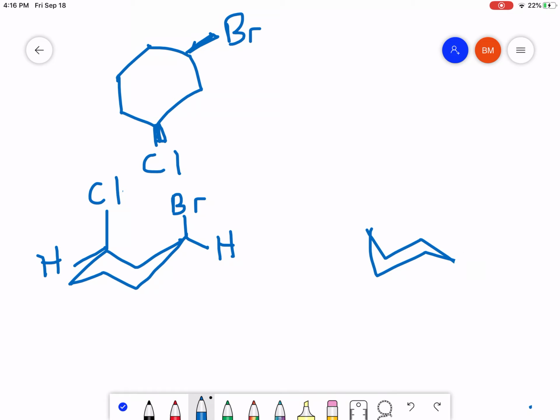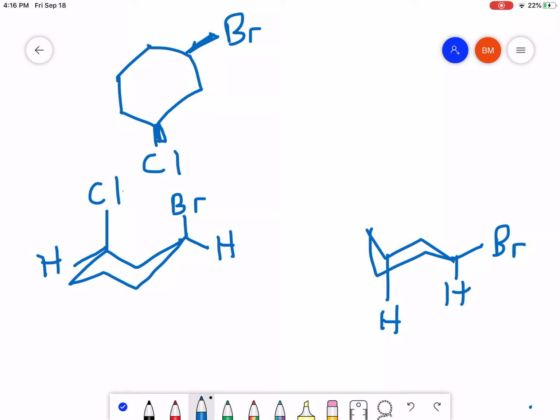So, all right. So we do a ring flip. The H is now going to be down. Br is going to be up equatorial. All right. Cl and H are over here on this carbon. There's our axial H pointed down.